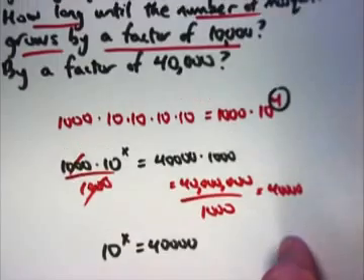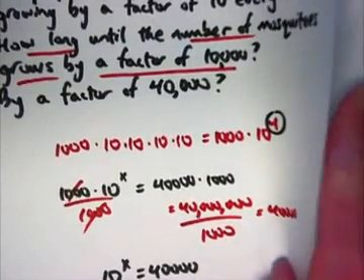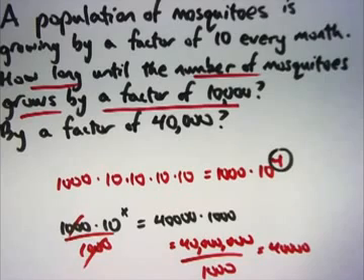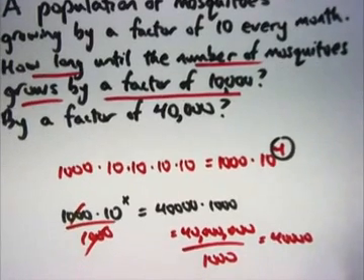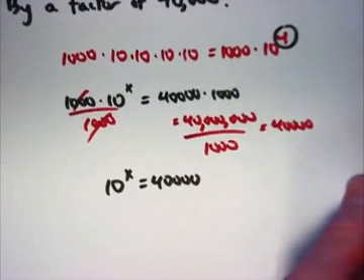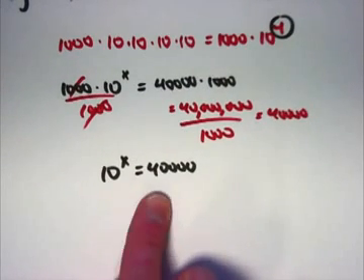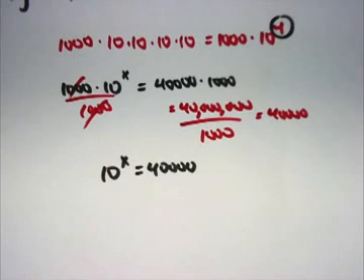I tried to motivate the idea of a logarithm as a way of representing a solution to a problem like this. Mosquitoes are growing by a factor of 10 every month. Ultimately, how long will it take for them to grow by a factor of 40,000? And if you review that video, the key equation we want to solve is this one. And I use the logarithm button on my calculator to solve it.